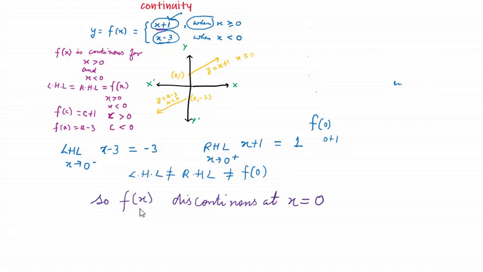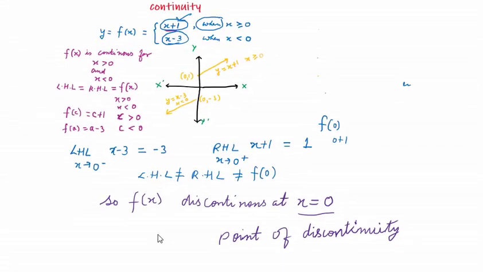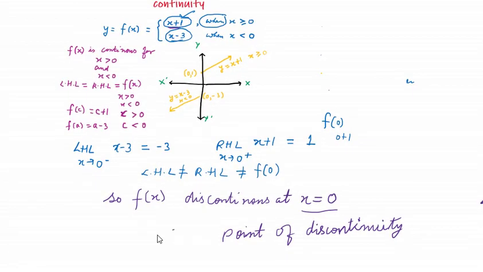And this point is known as the point of discontinuity. So you have seen this function is continuous at all the points. x equals 0 is the point of discontinuity. At all the other points it's continuous, and only at 0 it is discontinuous.